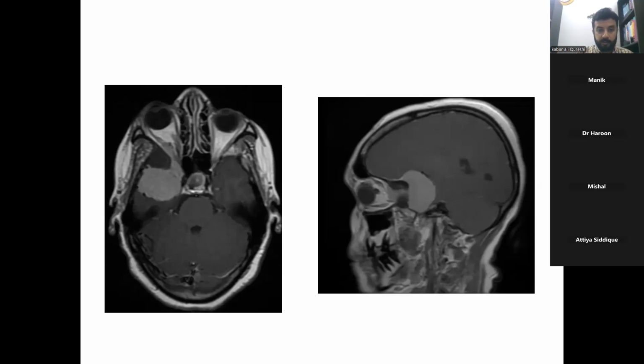You are saying pterional approach plus involving the orbit. Do we give any special name to this approach? Pterional along with OZ, orbitozygomatic removal. Okay, so tell me the steps of the surgery. After cleaning and draping and intubation, the patient will be in supine position with the head elevated slightly and turned towards the right side.